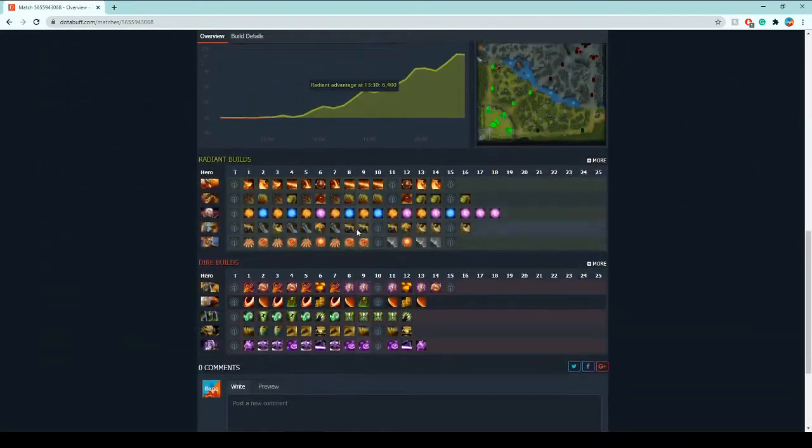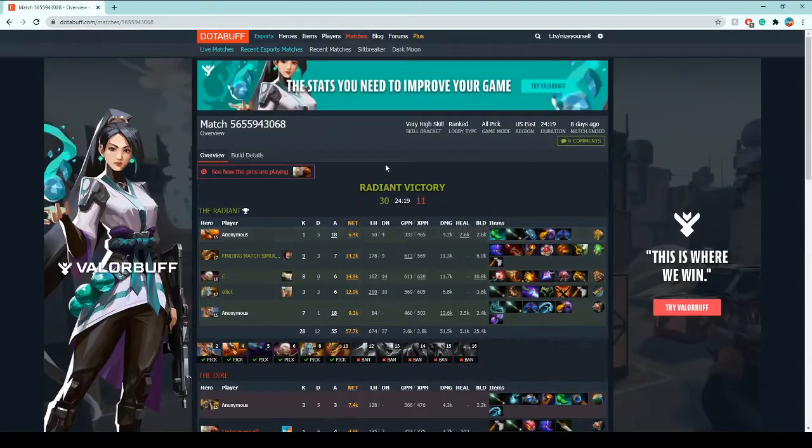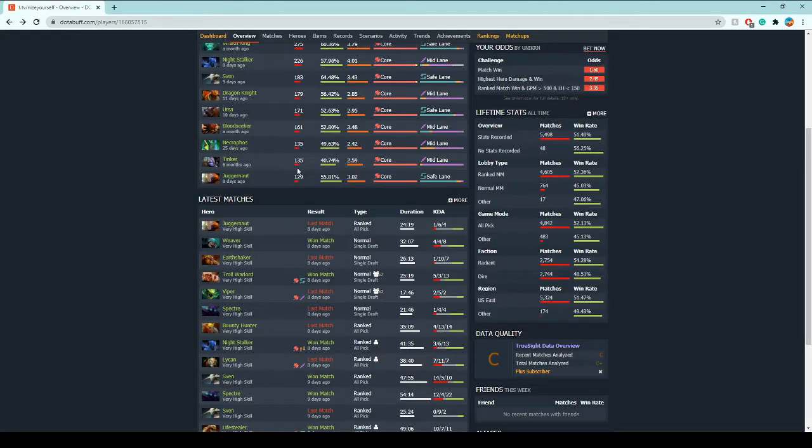When you look at this game, where does it say very high skill? Yeah, right here. So very high skill bracket, lobby type, ranked, and so on. The most important thing you have to understand about very high skill is that it's the average MMR, not your MMR, all right, they don't count. It does not matter what your MMR is.